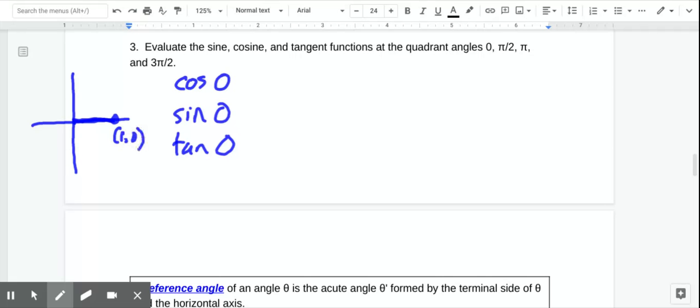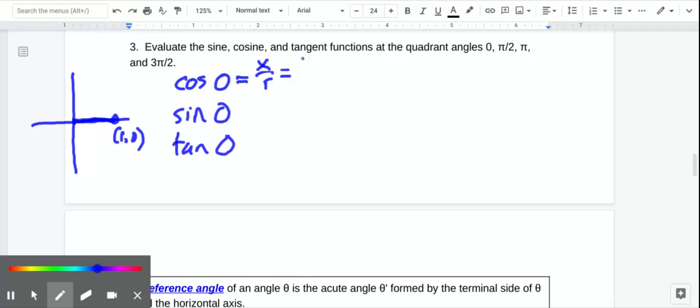Okay. Now, go back up to the top, that very first box at the top of the page. Remember, we said that cosine is x over r. It's the adjacent over the hypotenuse. So our x value in this case is 1, and our radius is 1, which means our cosine is 1.